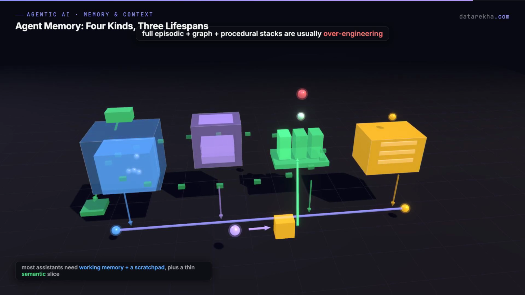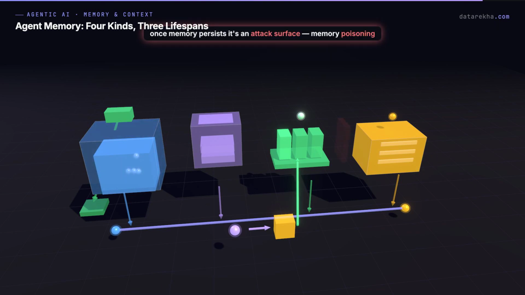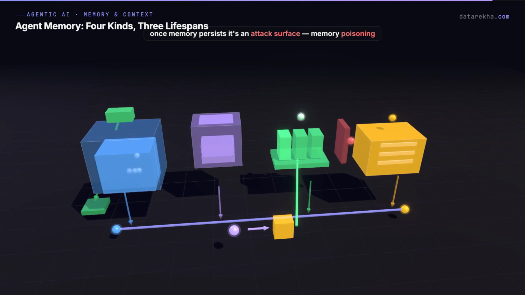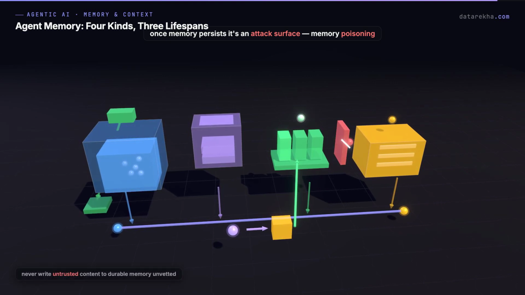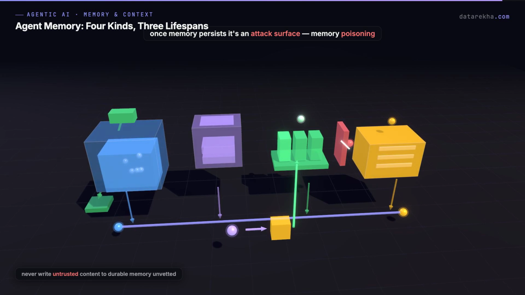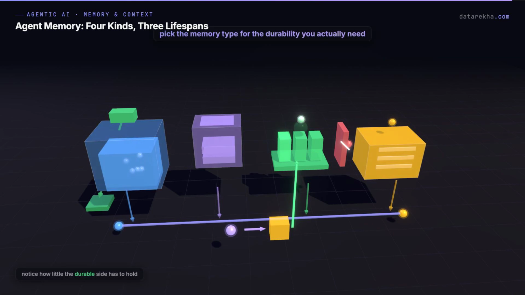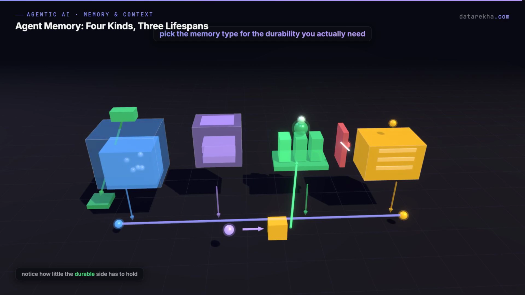And the moment memory persists, it becomes an attack surface. Memory poisoning plants a malicious fact that survives across sessions, so never write untrusted content to durable memory unvetted. So separate the needs, pick the memory type for the durability you actually require, and notice how little the durable side has to hold.